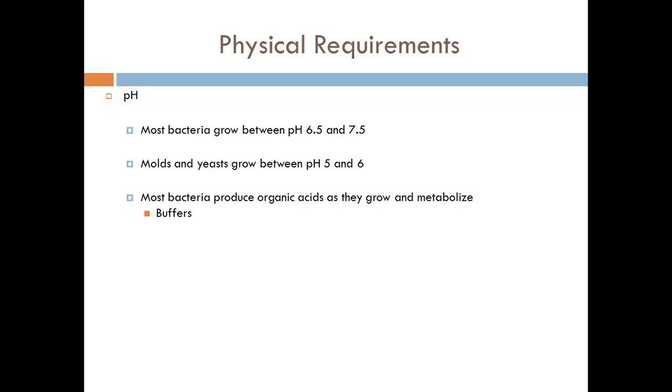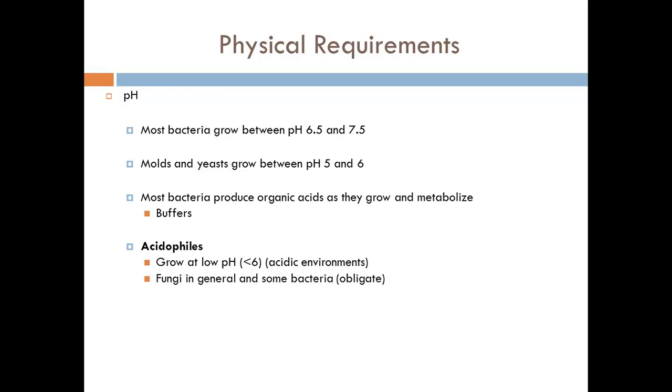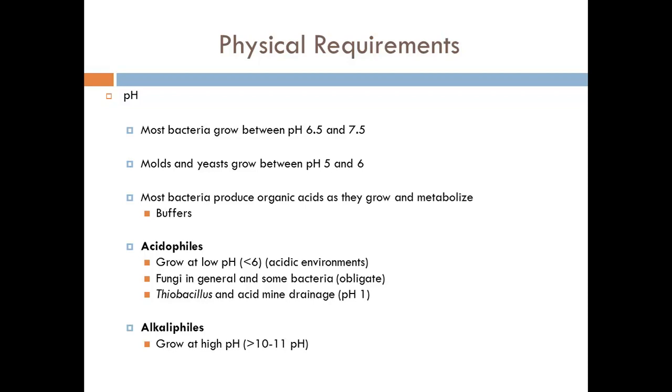Two classes within the pH ranges. Acidophiles are acid lovers. They grow in acidic environments. So fungi in general and some obligate bacteria. So we see this in Thiobacillus and acid mine drainage. They grow at a pH of 1. Alkaliphiles are base lovers, and they grow at a very high pH, usually more than 10 to 11, and you can find them in soda lakes and high carbonate soils.